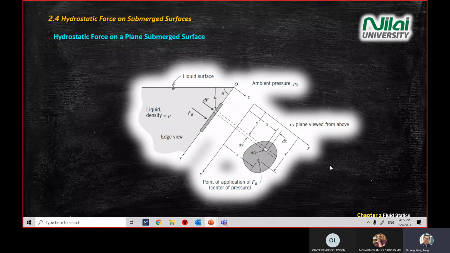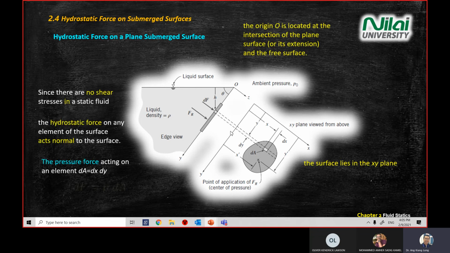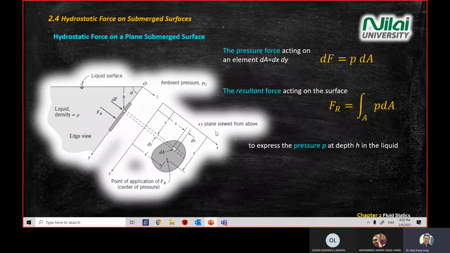So today we're going to summarize what hydrostatic force is. Hydrostatic force is a force acting on a plate or surface under water. The fundamental equation is pressure equals force divided by area. In this case, we are interested in finding the force, so you rewrite the equation: F equals P times A, pressure times area. Then you do the integration.